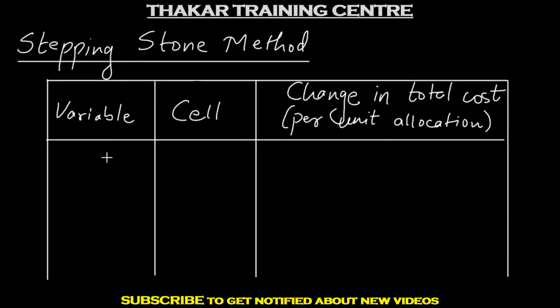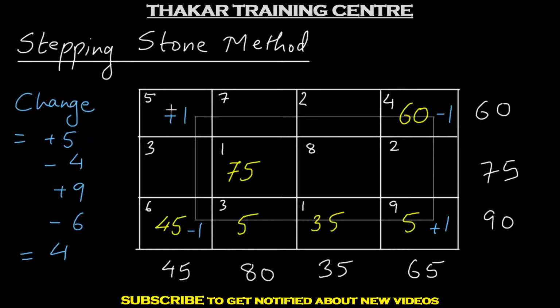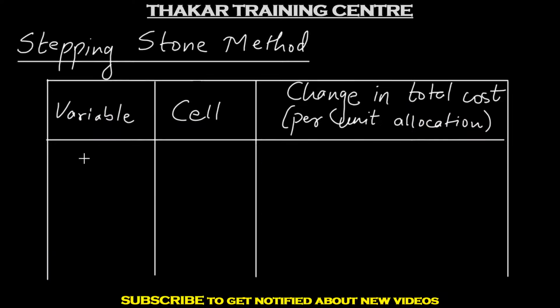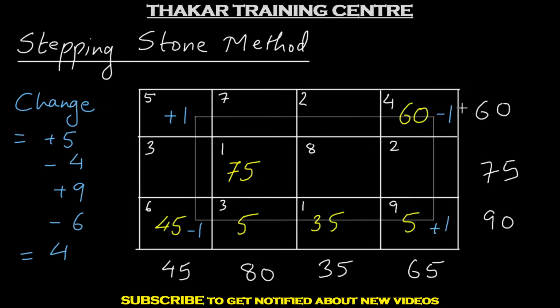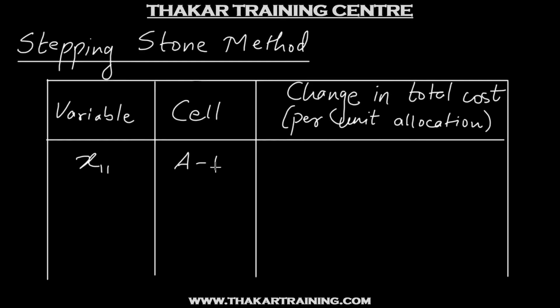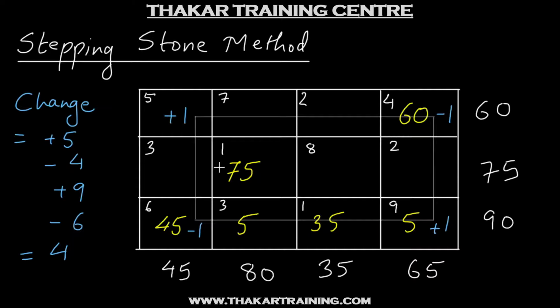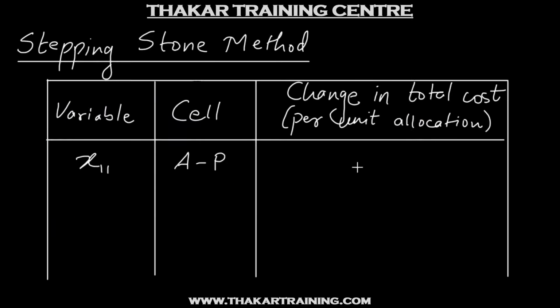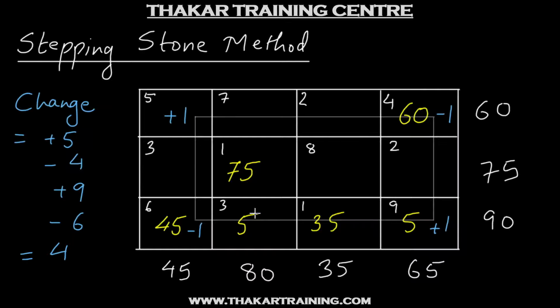So first is variable. So this variable is position 11. So this is x11. The cell is nothing but this is source A and destination P. So we can write it down as AP. And the change in total cost per unit allocation, so that we found out is 4. So that is +4. This is an increase. So this is what we are going to do for all the empty cells in this solution.